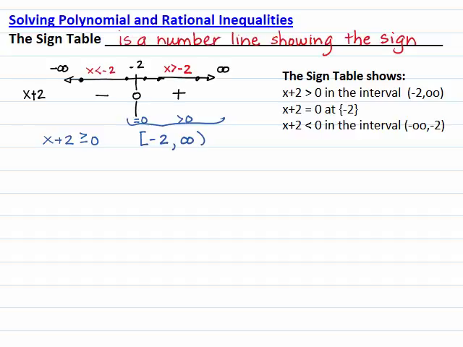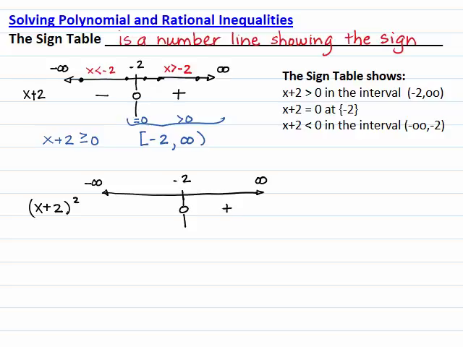If I have the expression x plus 2 squared, the sign table is again the number line, negative infinity to the left and infinity to the right. When x is equal to negative 2, the expression x plus 2 squared is equal to 0, because 0 squared is equal to 0. When x is some number to the right of negative 2, let's say 100, 100 plus 2, when you square it, is a positive quantity.